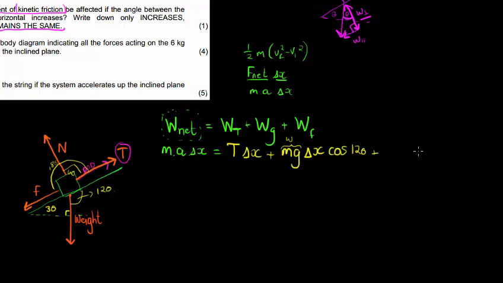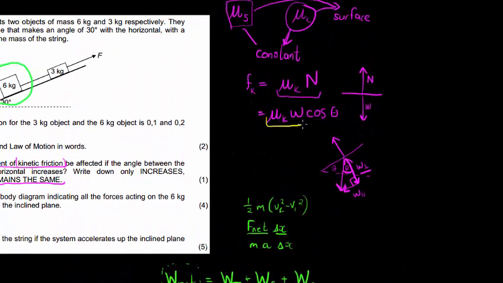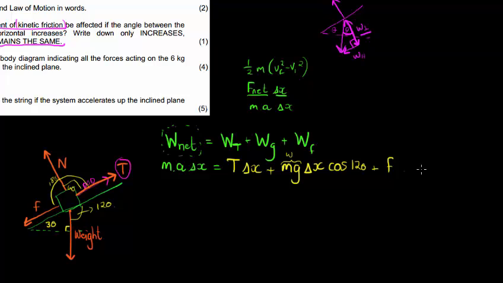Plus, now the work done by friction is the frictional force times delta x times cos of 180. Now, the only thing here is that we don't know the frictional force. We have to calculate it using this formula, because they give us the coefficient of friction for the 6 kilograms. So instead of F, I'm just going to put that formula: mu K times the normal force, which is weight, which is mass times gravity, times cos of that angle, 30 degrees.